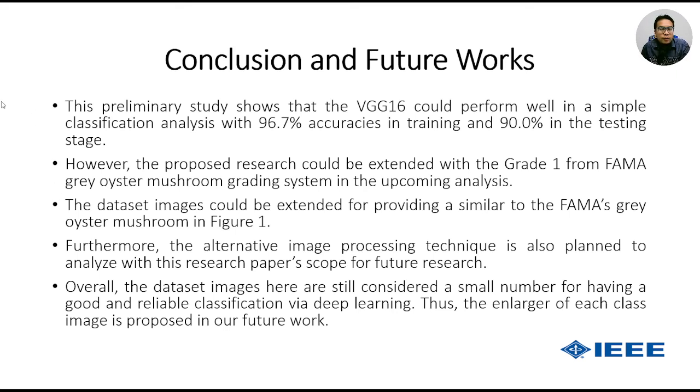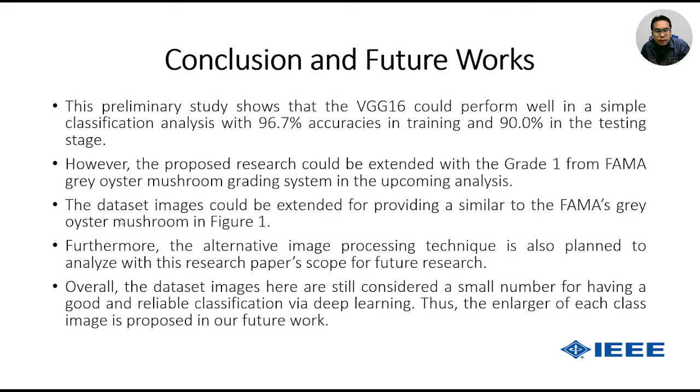Okay, finally, I will be concluding our paper. This preliminary study shows that VGG could perform well in a simple classification task. We gained 96.7% accuracy in training and almost 90% in the testing stage. However, the proposed work could be extended with grade 1 for the FAMA grade oyster, since the FAMA standard, which has been proposed in MS 2020 and 2013, reflects 3 categories, whereby now we just focus on 2 for the initial study of the grey oyster mushroom.